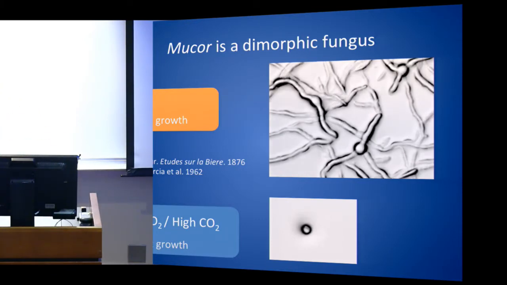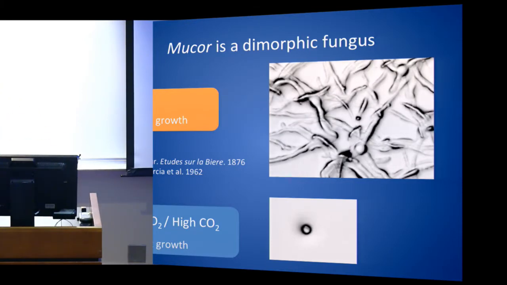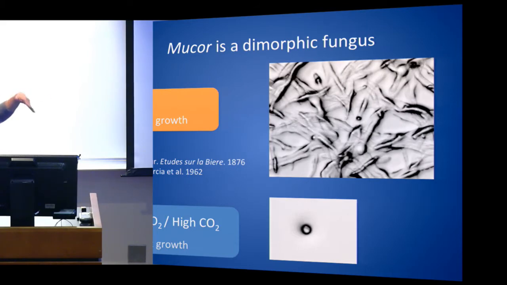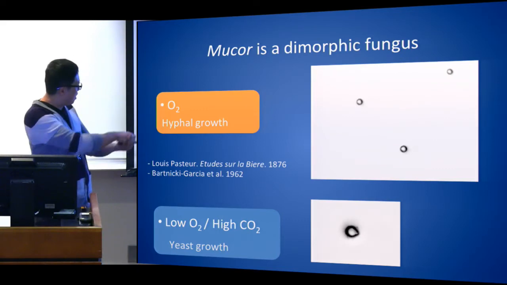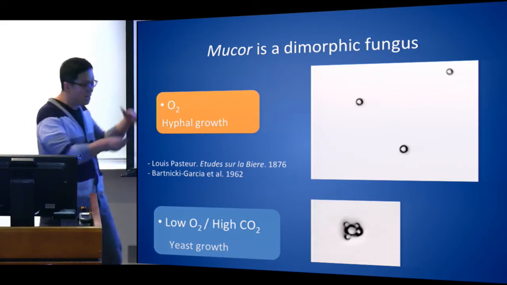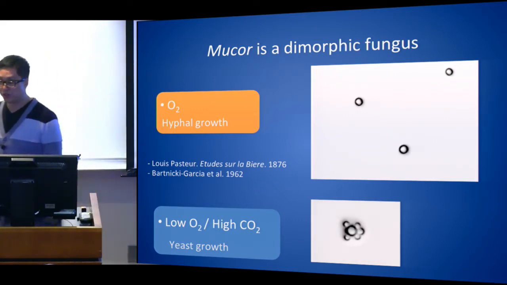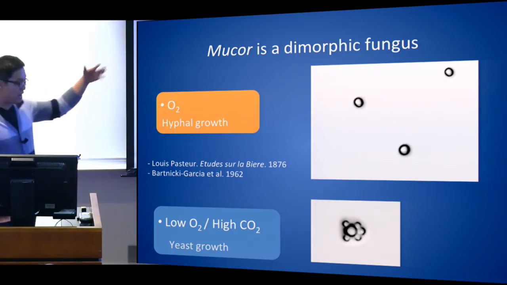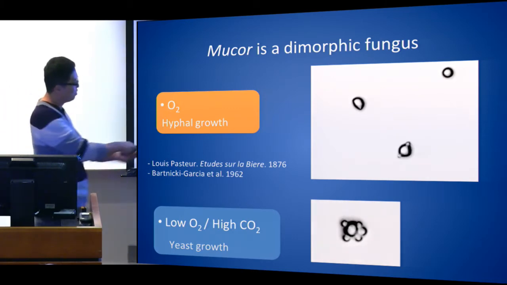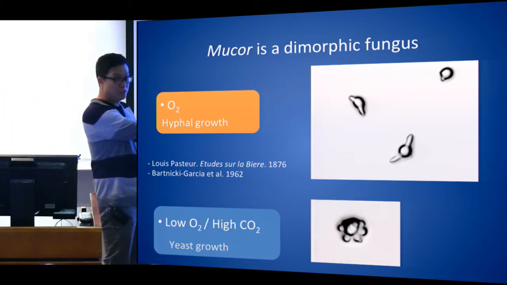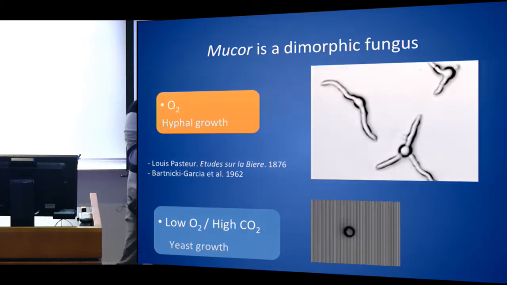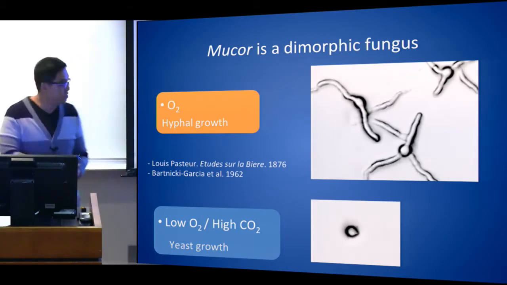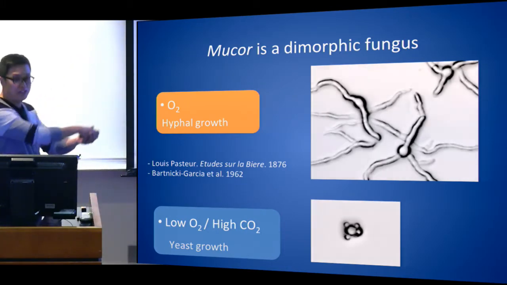Several decades ago, Bartolomé Garcia rediscovered this mucodimorphism. The dimorphism relies on a relatively high concentration of CO2. If you deprive oxygen and have a high concentration of CO2, Mucor grows only as yeast. This is multi-budding yeast, a completely different pattern of growth. This depends especially on the environmental cue.